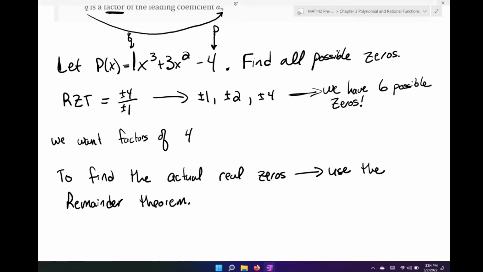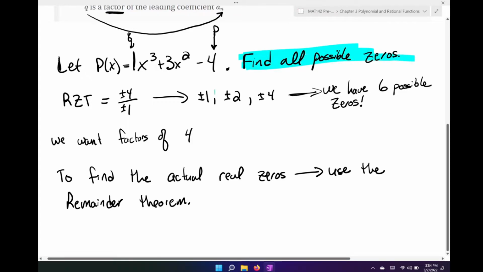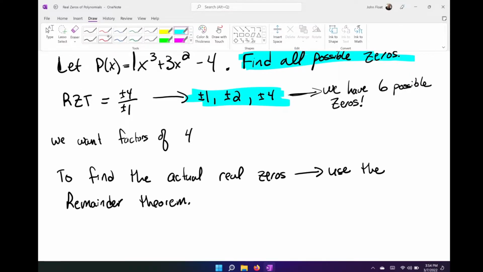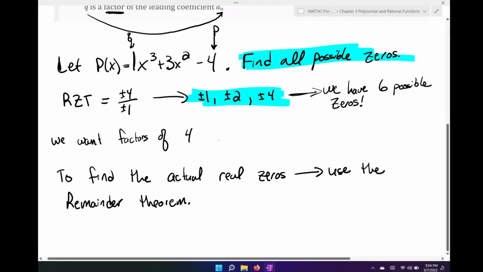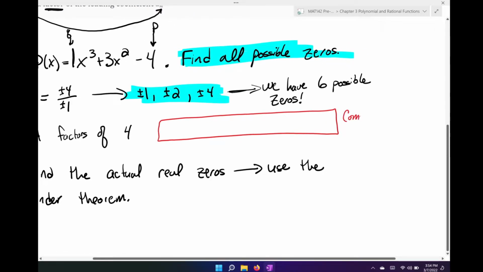So real quick, before we move on, this question only asked, find all possible zeros. Here they are right here. Okay, now in WebAssign, in the box, they're going to want you to type it in as a comma selected list, or I forget the actual phrasing they use, all right? What you're going to have to write is -1, comma, -2, comma, -4, comma, +1, comma, 2, comma, 4.